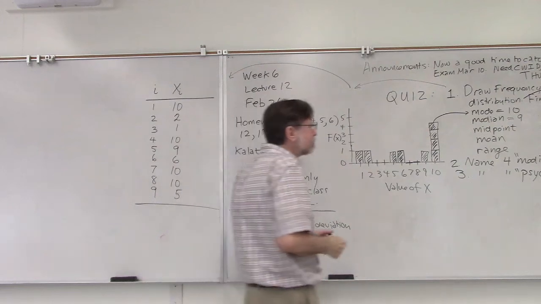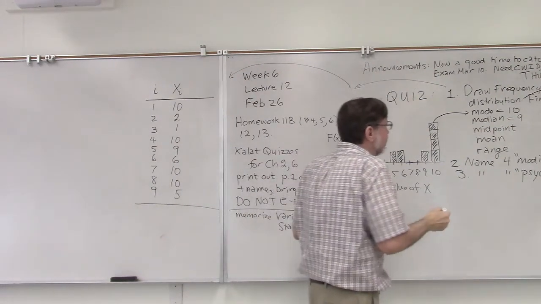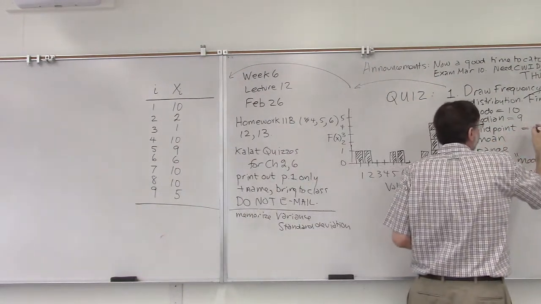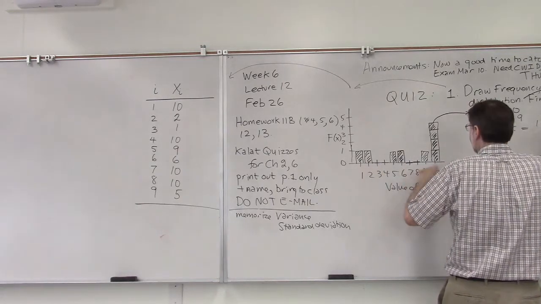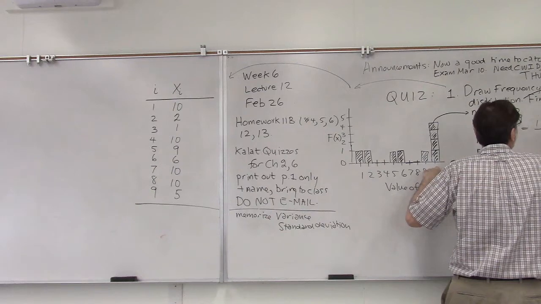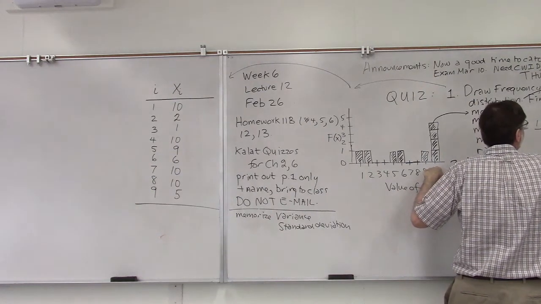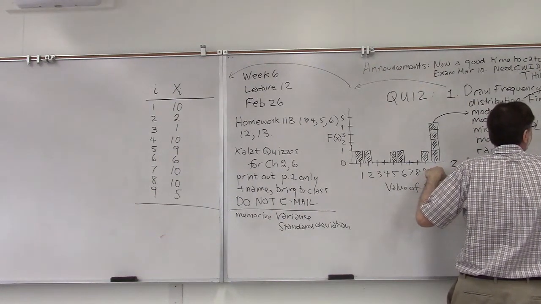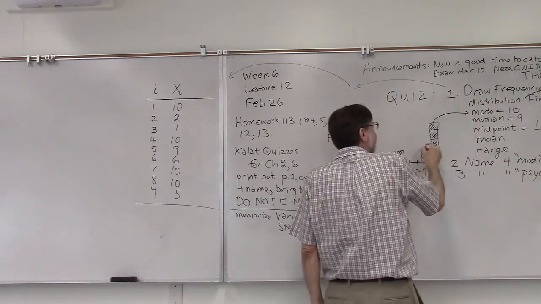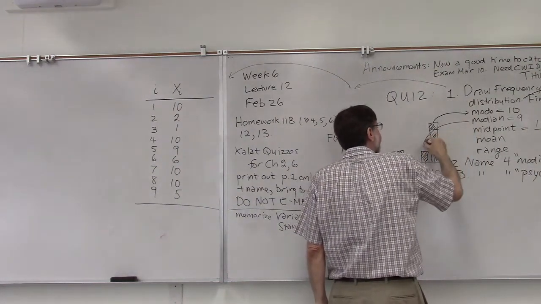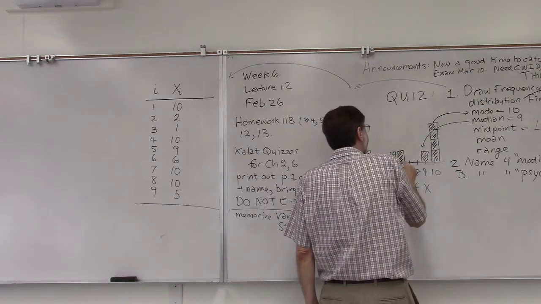All right. The midpoint is the minimum plus the maximum divided by 2. The minimum is 1 plus the maximum is 10, divided by 2. That's 11 divided by 2. That's 5.5. So that's the midpoint. So here's our median. Median is 9. The midpoint is 5.5.